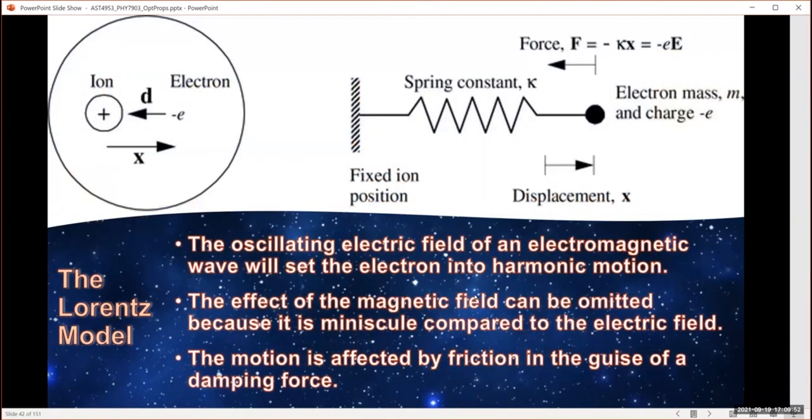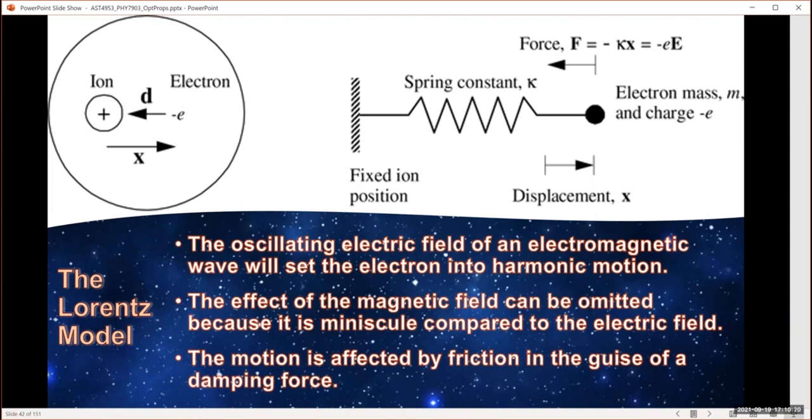So if we've got an oscillating electric field, now what we're going to get is the electrons are pulled in one direction, and then the other, and then they're pulled back again, and then the other. And so our electrons are now moving in a harmonic motion. They're going back and forth as the electromagnetic wave passes through, as the electric field goes up and down. We basically can ignore the magnetic field. It doesn't have much of an effect, especially compared to the electric field.